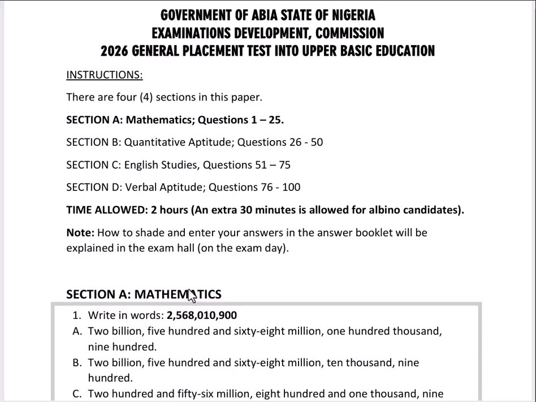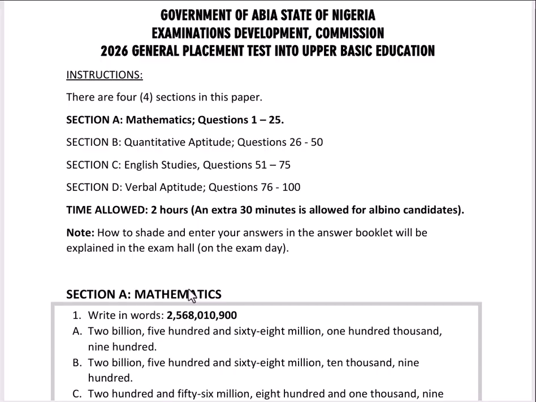So instructions: there are 4 sections in this paper, but for the purpose of this video we are going to be solving only the mathematics. That's question 1 to 25. The time allowed for the whole exam is 2 hours, but because we are focused on maths, we won't take up to that amount of time, and we are going to explain every question bit by bit. Take note, how to shade and enter your answers in the answer booklet will be explained in the exam hall. Your teacher will guide you through that, on the exam day.